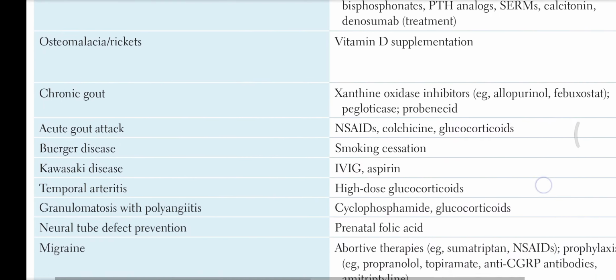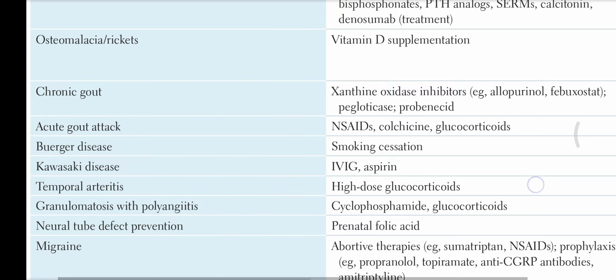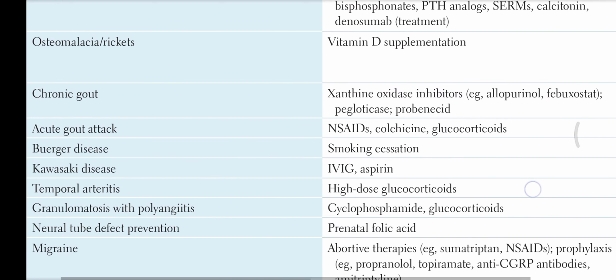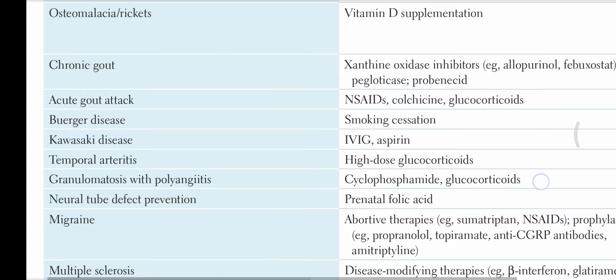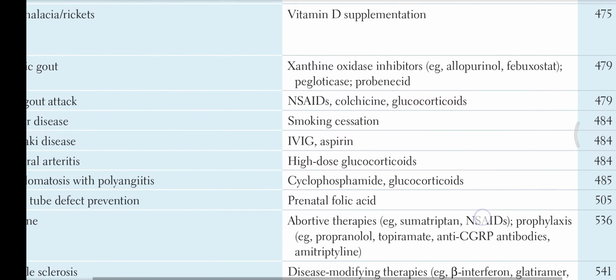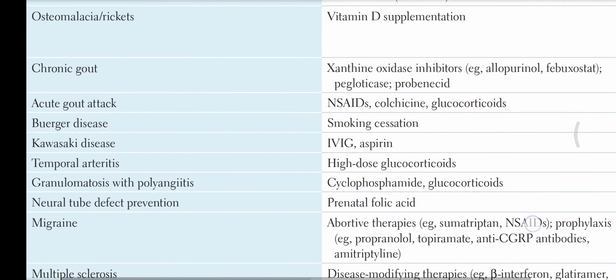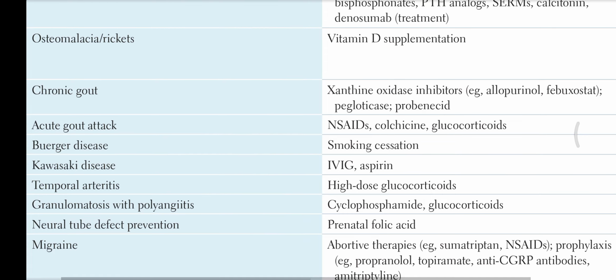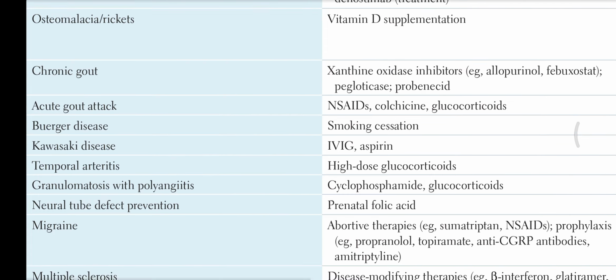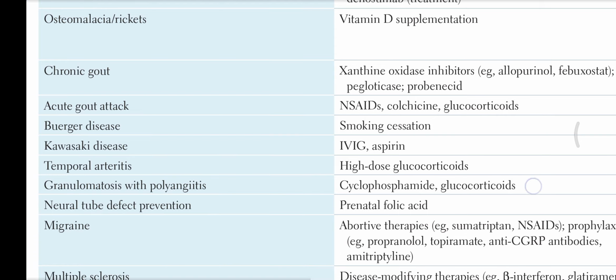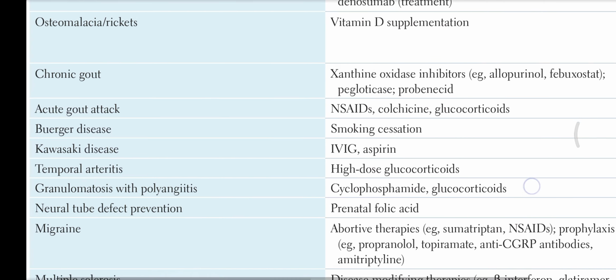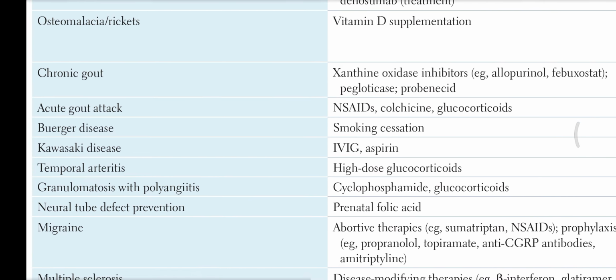Osteomalacia or rickets: vitamin D supplementation. Chronic gout: xanthine oxidase inhibitors, allopurinol and febuxostat, pegloticase, and probenecid.